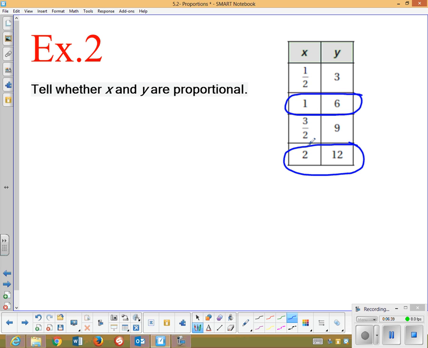Okay, so to write a proportion, you need to have two ratios. So I'm going to take this first one and put 1 over 6 as my first ratio. And since I started with x first, the second one I'm going to also start with x. So I'm going to put 2 over 12. Remember, a proportion has to have an equal sign. Now, to figure out if they are proportional, I'm going to go ahead and reduce it like we did in our first example. Can I reduce this one? Nope, so I'm going to keep it.